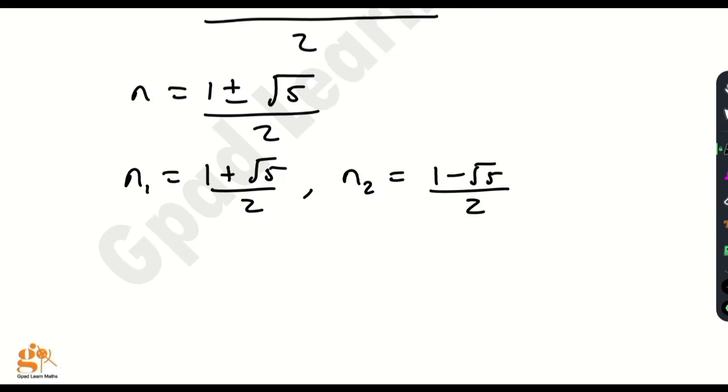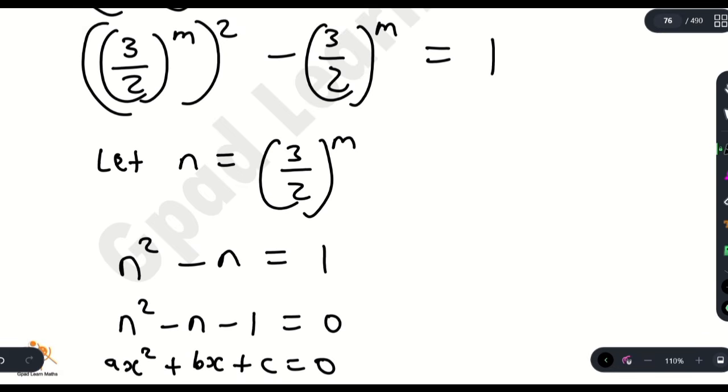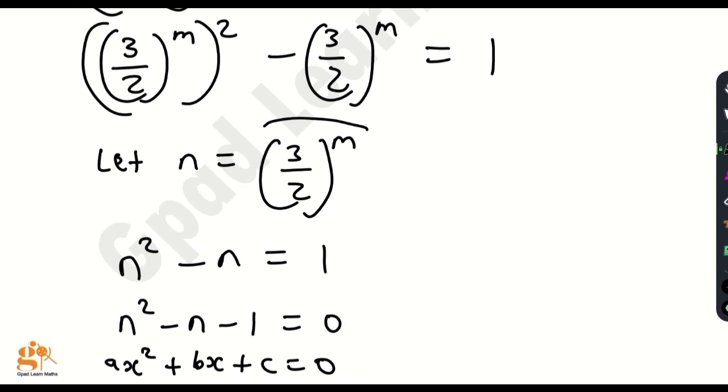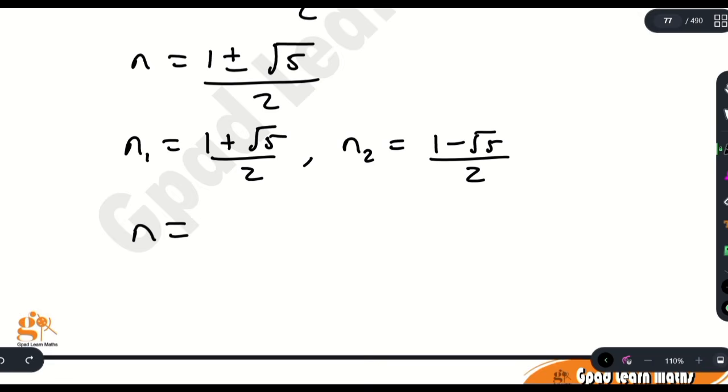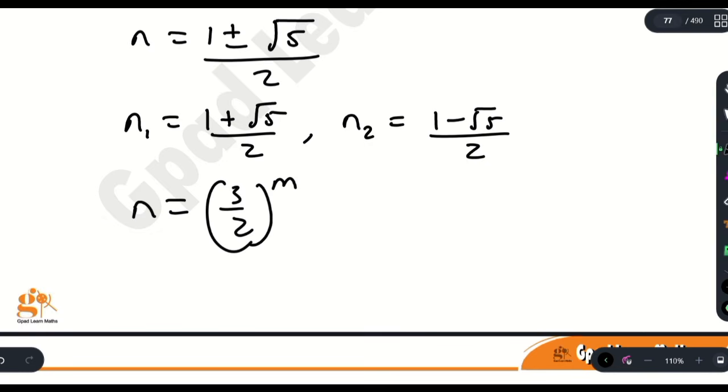Now, remember that n is equal to what? Let's now bring back what n was set to. Let me go back up. See, let n be 3 over 2 raised to power m. We'll put that there, 3 over 2 raised to power m. See this. Now, if you resolve this, you are going to get a negative sign, because what is 1 minus root 5?